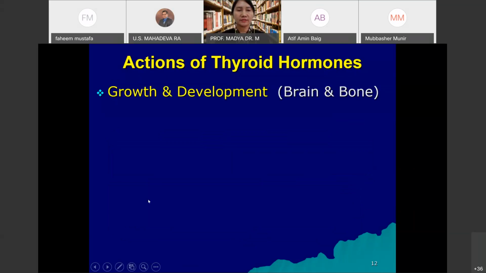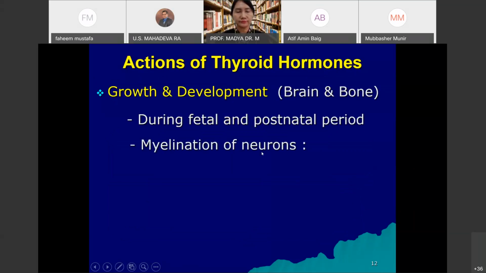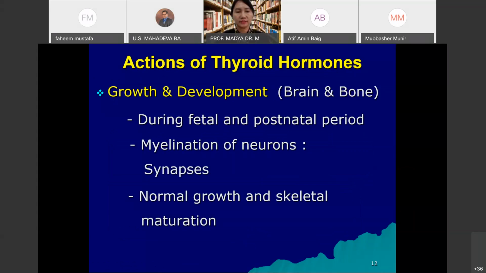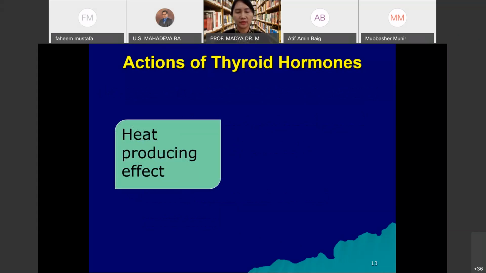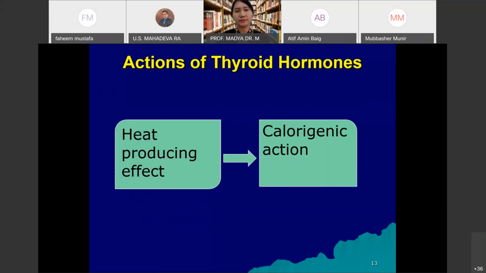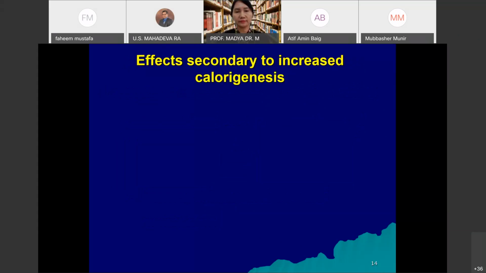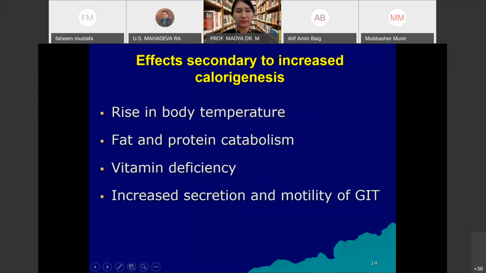So, as mentioned, thyroid hormones are essential for growth and development, mainly of brain and bone. During fetal and postnatal period, it enhances the myelination of neurons and hence synapses. So it is essential for normal growth and skeletal maturation. Next, one peculiar action of the thyroid hormone is the calorigenic action. So it has a heat producing effect. So in the hyperthyroid state, with increase in calorigenesis, the effects would be rise in body temperature, increase in fat and protein breakdown. As well, vitamin deficiency would be precipitated, and there is increase in secretion and motility of the GI tract. So hyperdefecation can occur in the hyperthyroid state.